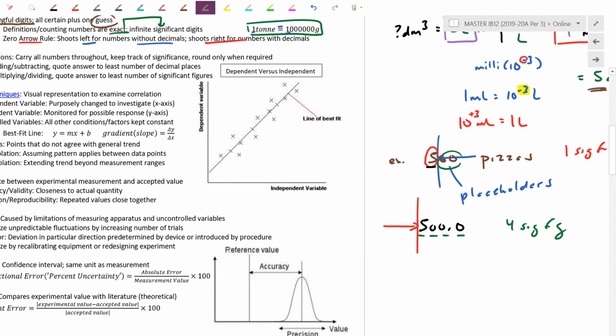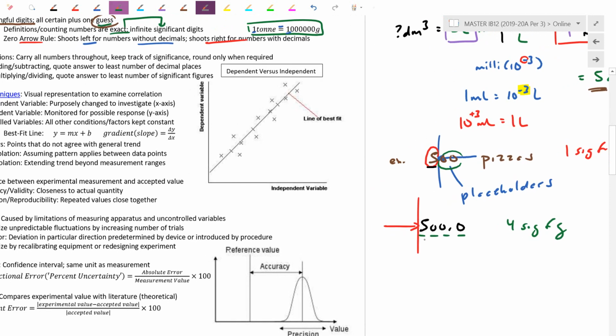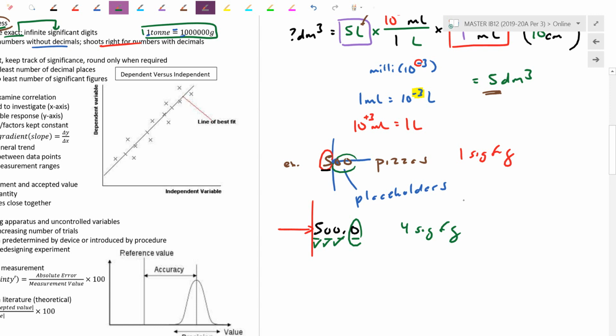Based on my meaning and then keeping one guess, I'm sure of the 5, I'm sure of the 0, and the 0. My guess, my eyeballing value, is the one at the very end. Numerically, both of these are 500. That didn't change. But based on the way I measured it, with my device, I have a lot more precision in that number. In general, more significant figures means more precise. It's actually better to say the more decimal places, the more precise something is.